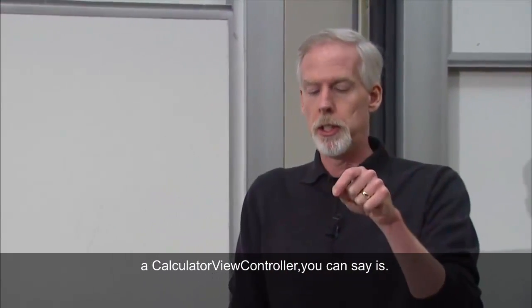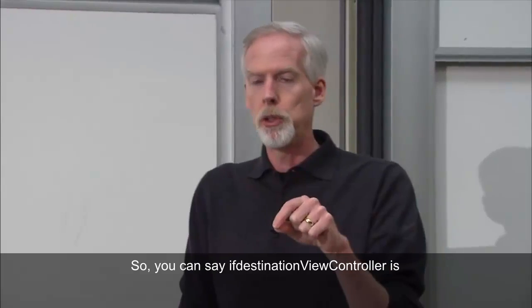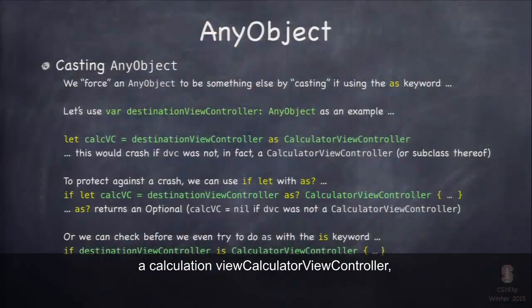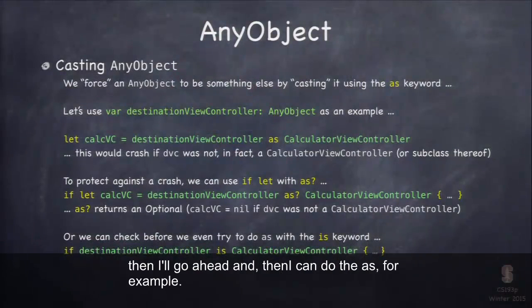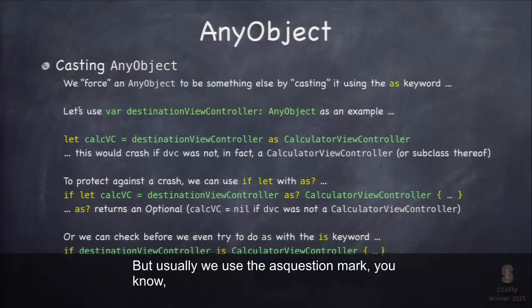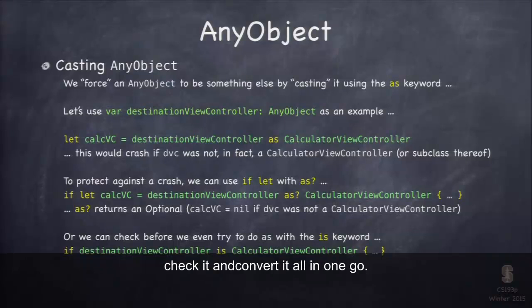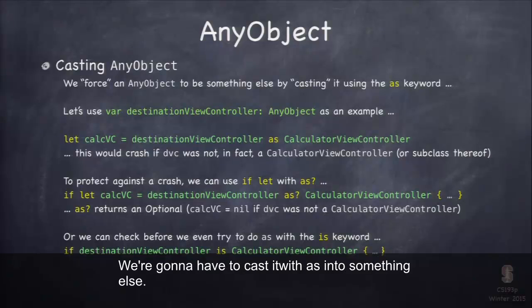You can say is. So you can say if destination view controller is a calculator view controller, then I'll go ahead and then I can do the as, for example. But usually we use the as question mark, and check it and convert it all in one go. Okay? So that's how we're going to use an any object. We're going to have to cast it with as into something else.